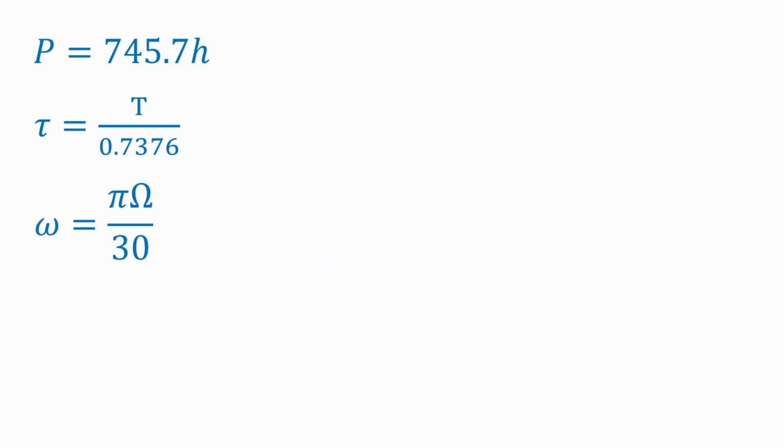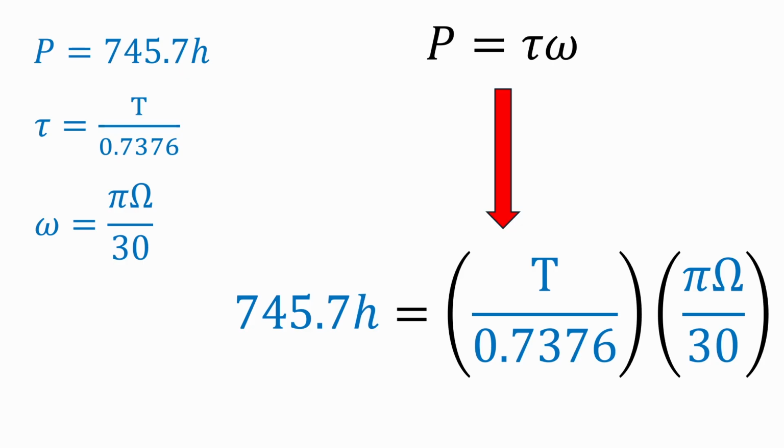So we've finally done it. We've expressed our metric units in terms of units that we're actually going to use. Taking our equation, which is in metric units by the way, power is equal to torque times angular velocity, where power is in watts, torque is in Newton meters, and angular velocity is in radians per second, we can substitute P, tau, and omega with the equations we came up with in the earlier slides. Performing the substitution, we get that 745.7 H is equal to capital tau over 0.7376 times pi times big omega over 30.